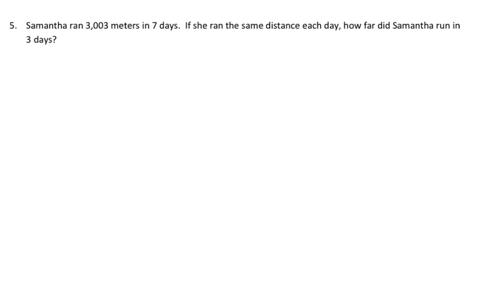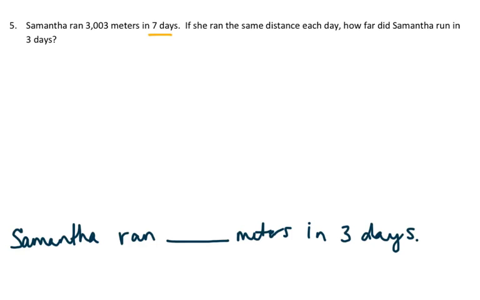Okay, and we're going to look at number 5, and that reads, Samantha ran 3,003 meters in 7 days. If she ran the same distance each day, how far did Samantha run in 3 days? So in this question, we do know the number of groups, and that's going to be represented by the 7 days here. Okay, and then we know the total distance that she ran, which was 3,003. So let's go ahead and write our target sentence, and that reads, Samantha ran blank meters in 3 days. Okay, so let's write our tape diagram.